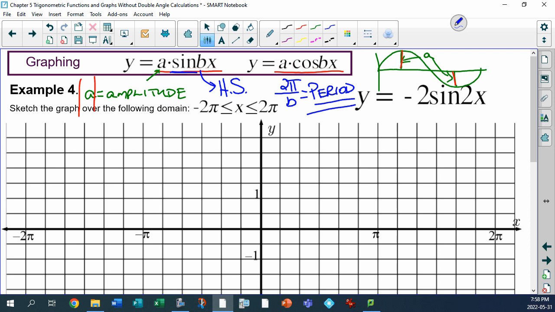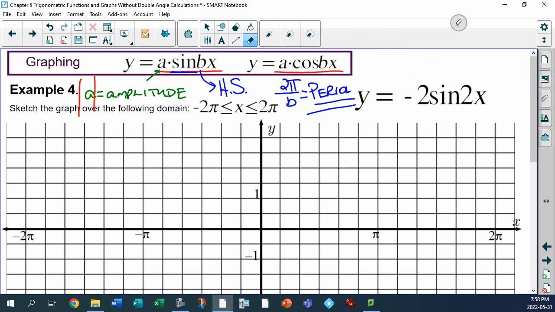Oh, I understand now. Cool. Okay, so I've got a great question for you. Ready for this? Check it out. It's right here. Now, remember, here's our A value. No, it's not. You have to absolute value that -2. There's our A value. That's our amplitude.